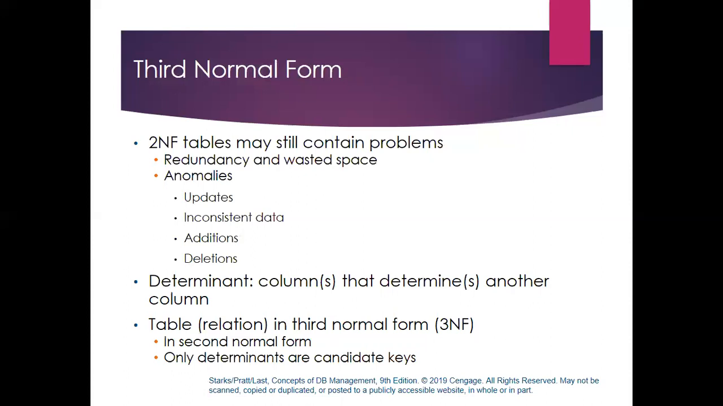A table is in third normal form when it is in second normal form and the only determinants it contains are candidate keys. Note that the third normal form is sometimes referred to as the Boyce-Codd normal form.